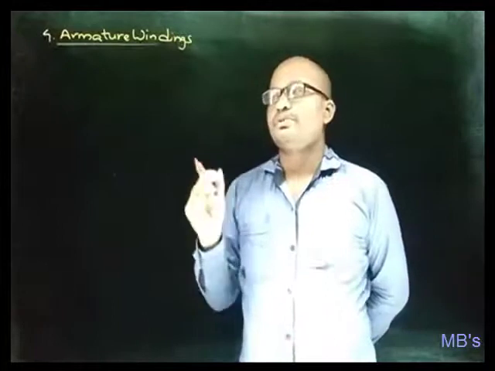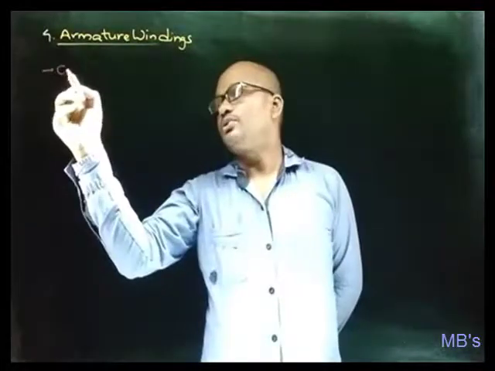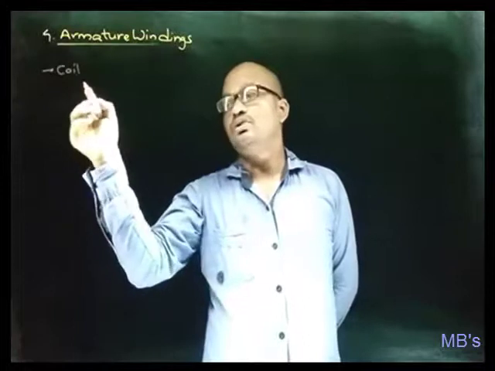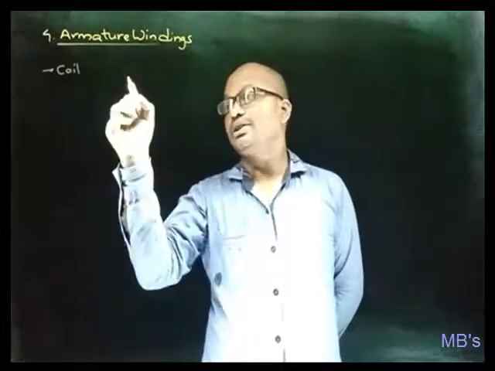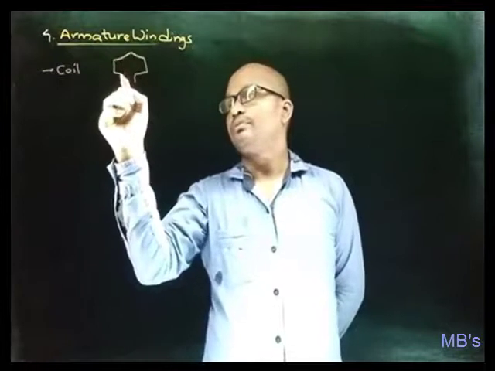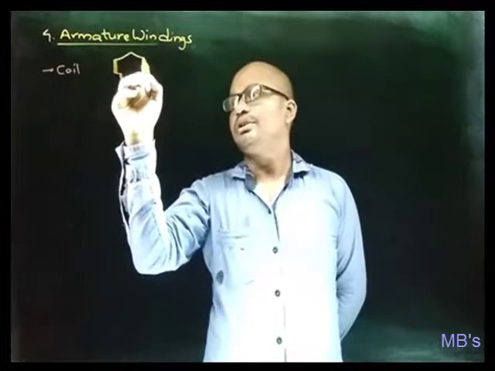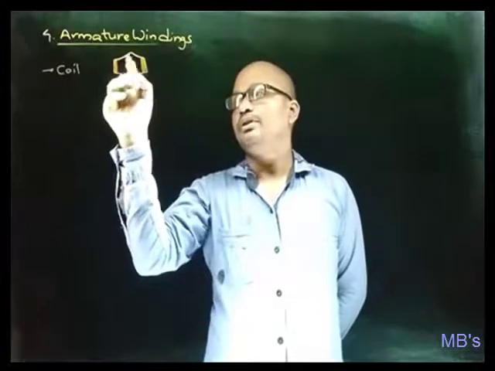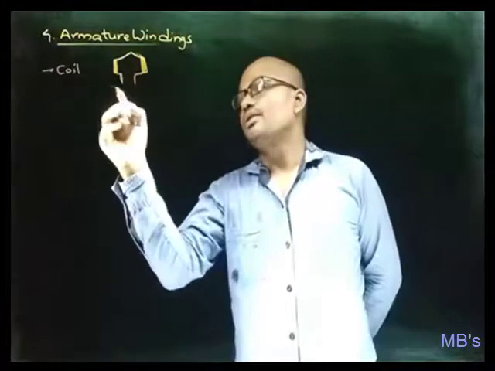Here the important terms associated with armature winding are known. So first discuss about coil. A coil is the combination of two conductors with end connections. Means like this. So this is the conductor and this is the conductor and these are end connections. And this is a single turn coil.